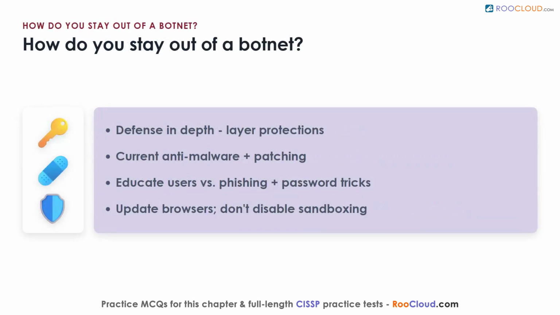How do you keep systems out of a botnet? Use defense in depth, layering several protections. Since infection is the usual entry point, keep anti-malware current and keep systems patched, because much malware exploits unpatched flaws. But tools alone are not enough, since attackers constantly craft malware that slips past scanners. That makes user education essential, because most infections start with a malicious phishing email or a trick that harvests a password. Keep browsers and their plugins updated, and never disable built-in browser protections, like sandboxing, just for a little speed. Think of layered locks, alarms, and an alert household, not a single deadbolt.